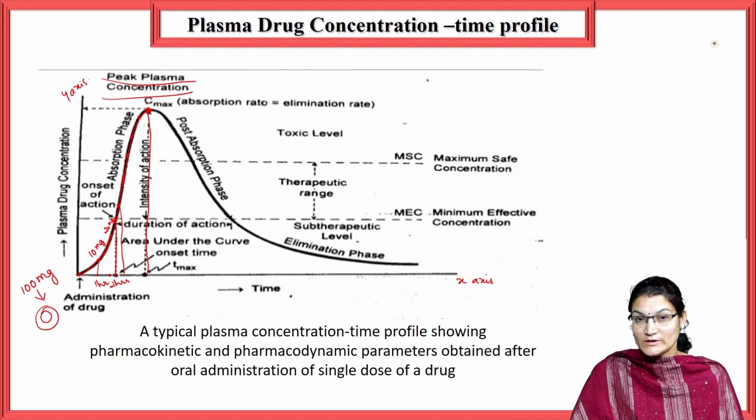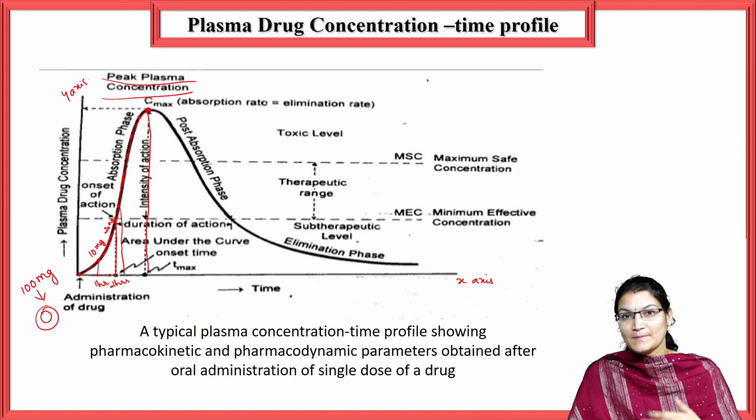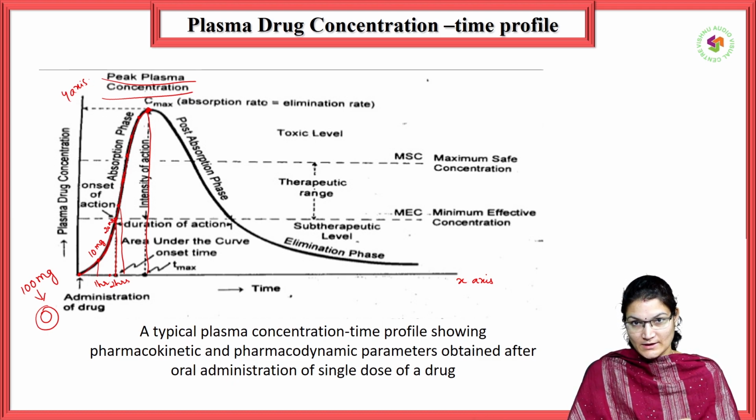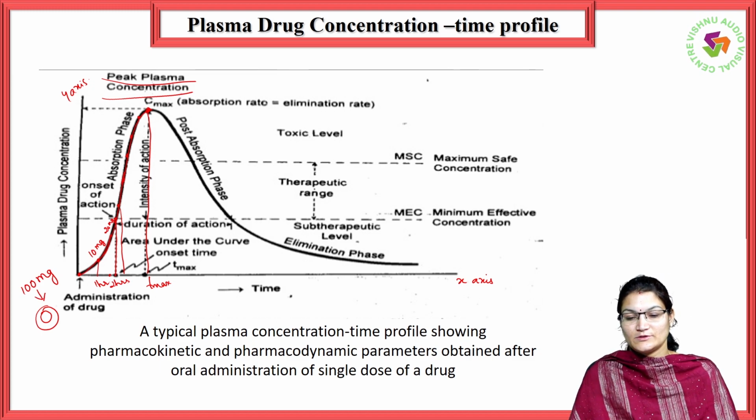The time it took for the drug to reach the systemic circulation, up to the maximum available dose, is called Tmax. It may also vary from drug to drug.